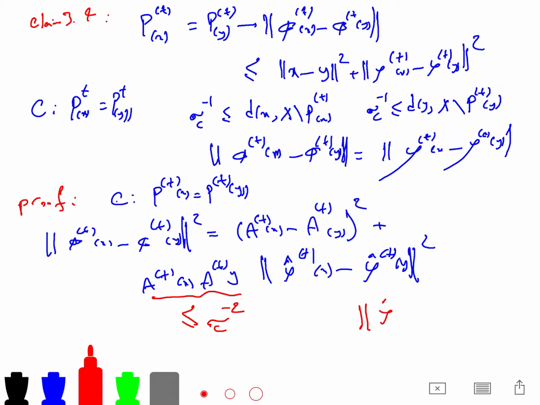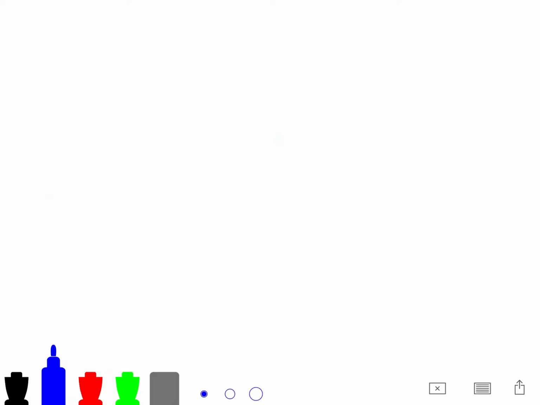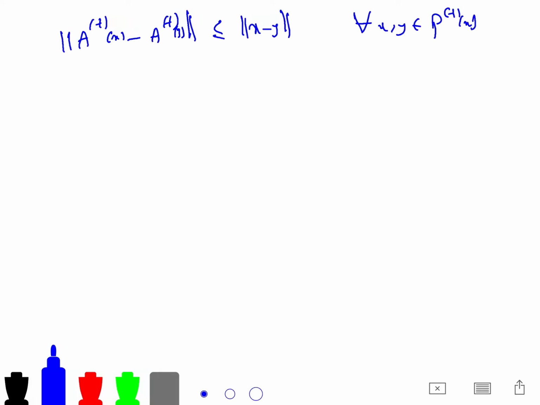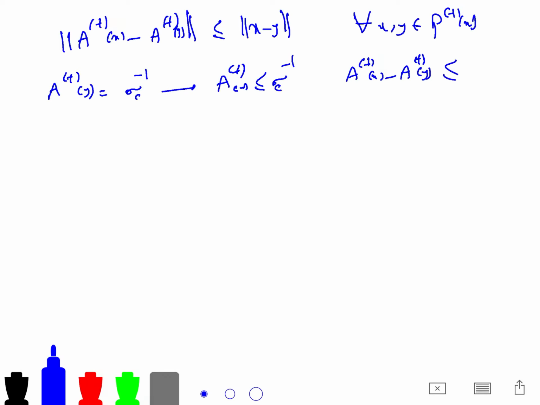The fact that the norm of phi hat t of u is 1. So for claim 3, we need to show that the norm of a_t of x minus a_t of y is less than or equal to the norm of x minus y for all x and y in P_t of x. So there are only two cases. If a_t of y is equal to sigma c inverse, then a_t of x is less than sigma c inverse, and a_t of x minus a_t of y is less than 0.